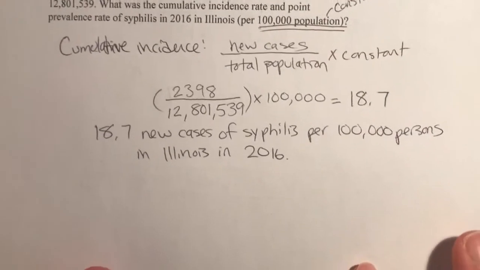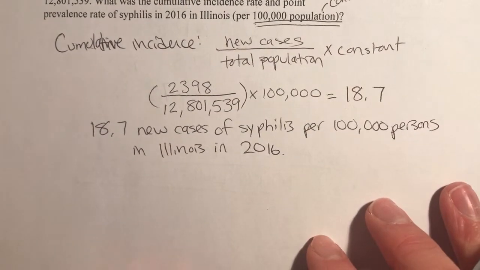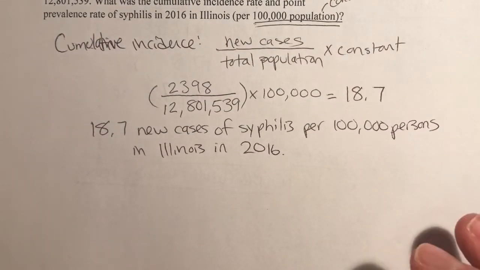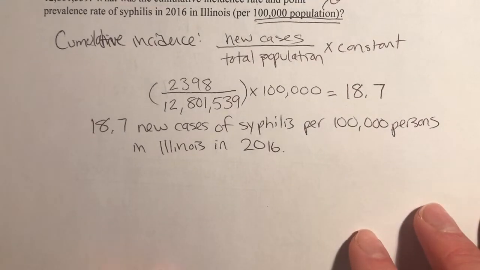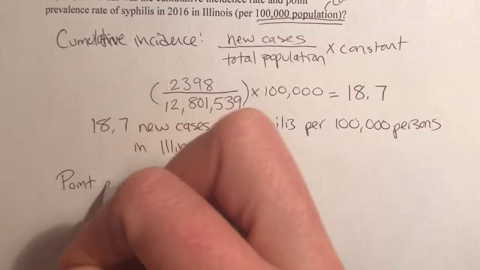Cumulative incidence is really looking at how far has this disease spread in a certain amount of time. Now, point prevalence, on the other hand, again, prevalence being our existing cases of a certain disease or condition, is really just interested in how many people have this disease. So we don't really care if it's newly diagnosed or you've had it for a while. We just want to know, how many people have this disease in a certain population.